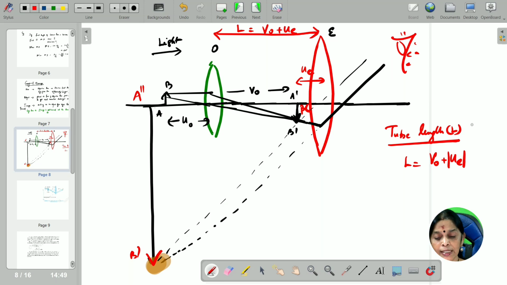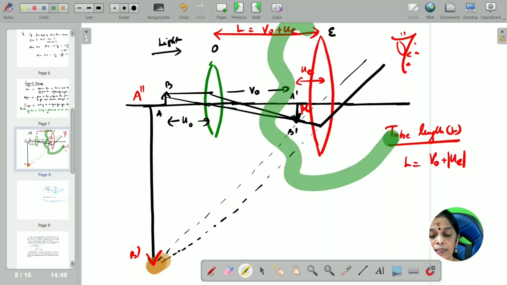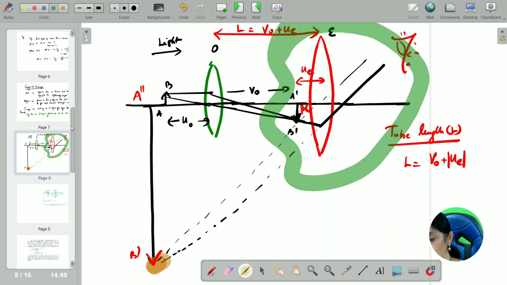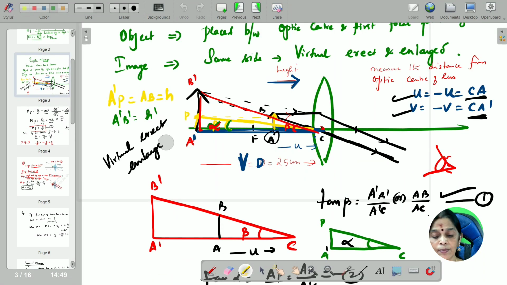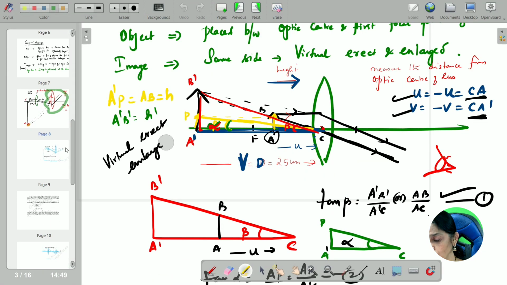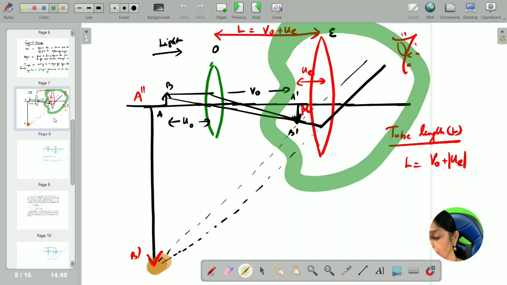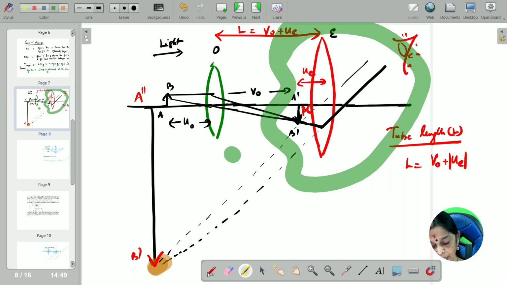Now, when you see only this eyepiece, it is similar to the simple microscope you have learnt. You are getting the image on the same side. So, this eyepiece here I have taken, right. That is similar to the simple microscope. So the same diagram I am going to draw, and the same magnification I am going to take. So let us take the same magnification.